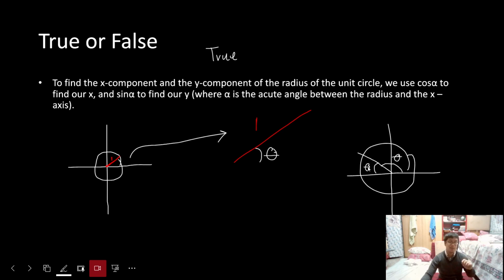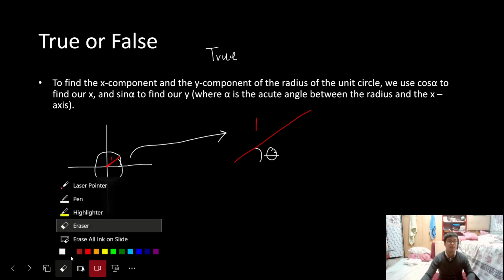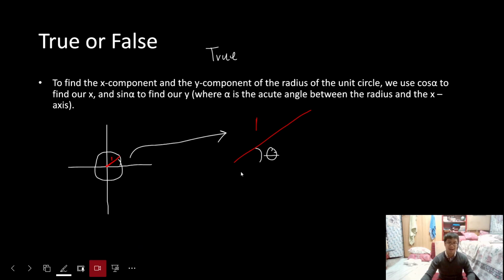Why is it that we need to use an acute angle? Because there we can find the x component and the y component of that radius. So let me draw the x component and the y component. For the x component, all you need to do is use the formula cosine theta. And for your y component, all you need to do is use sine theta.